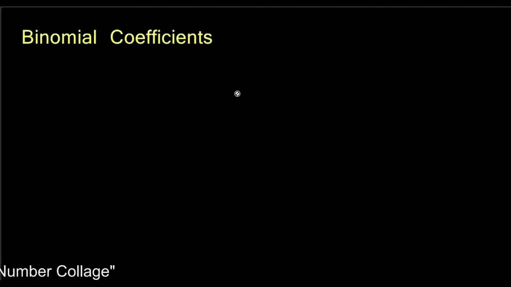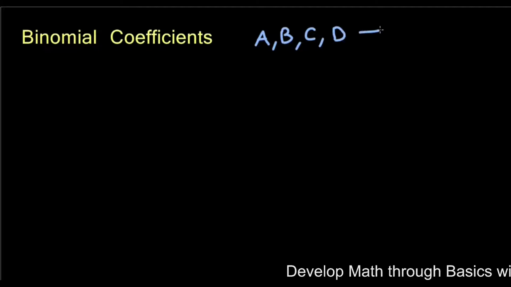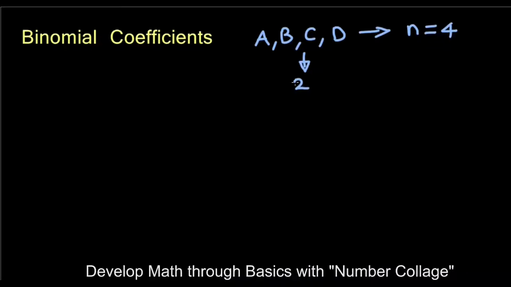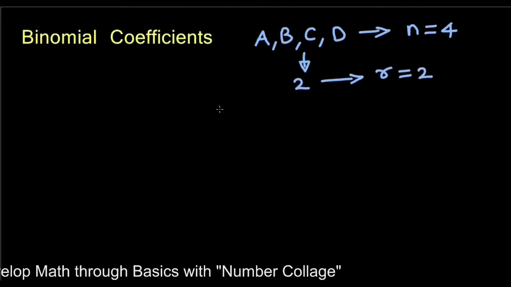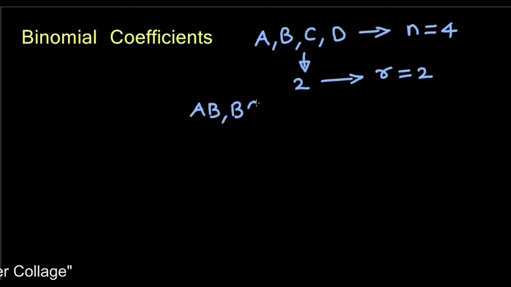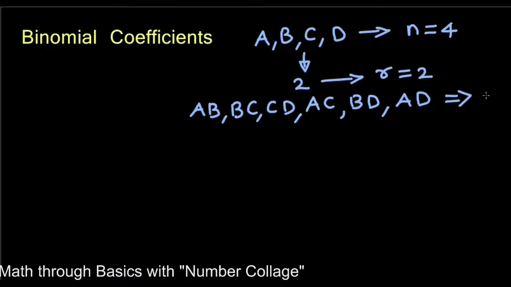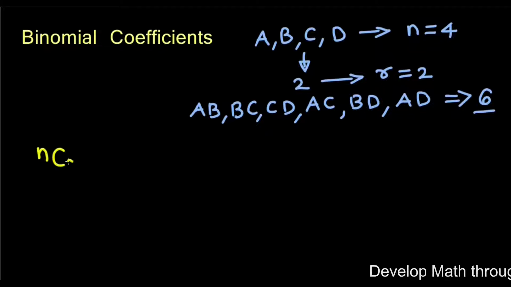Suppose if we have four letters A, B, C, D, so that n becomes 4, we have to select any two letters from them so that r becomes 2. Then we can find the number of combinations as AB, BC, CD, AC, BD, AD, which will be 6 in number.